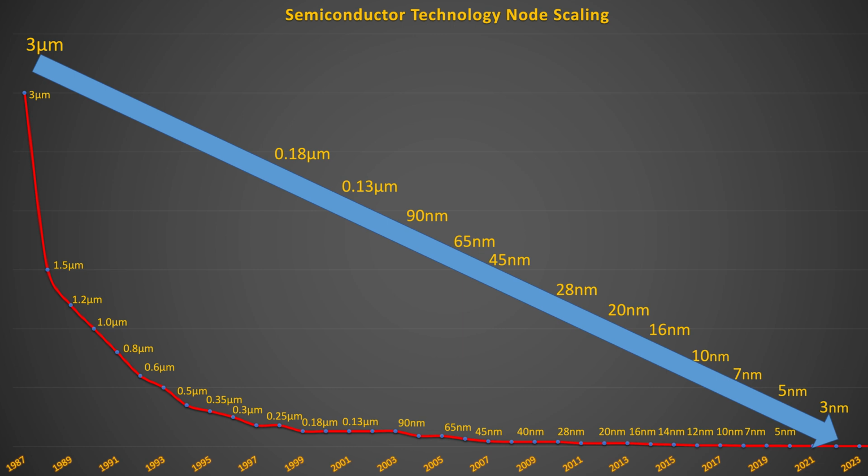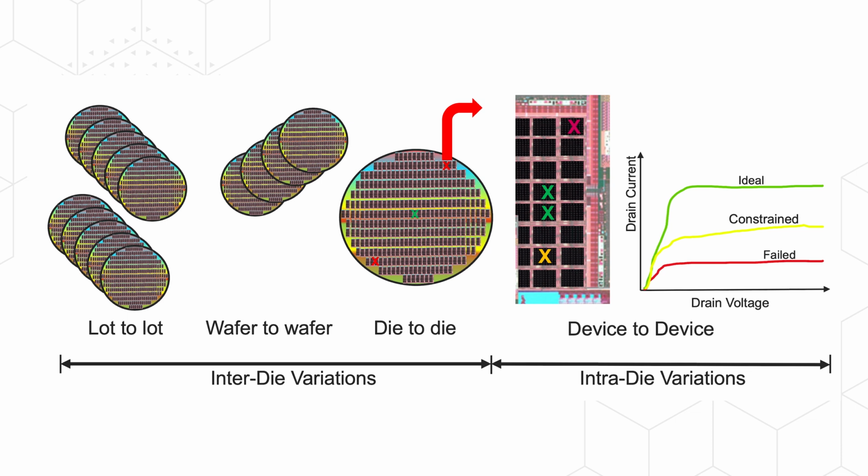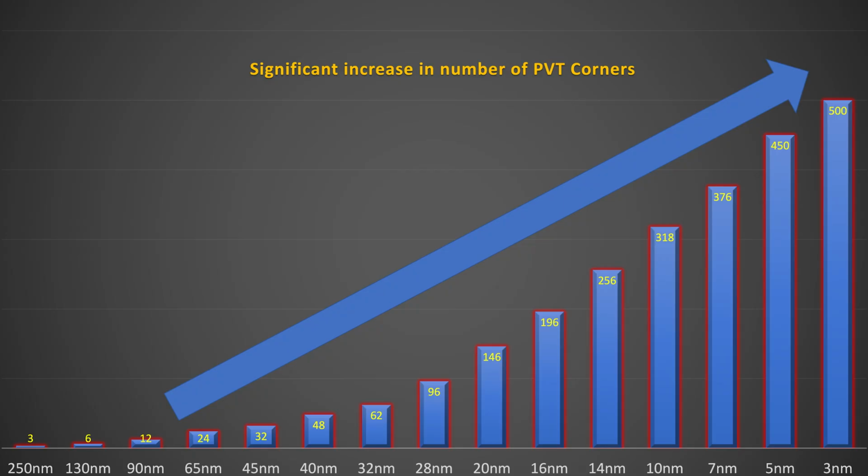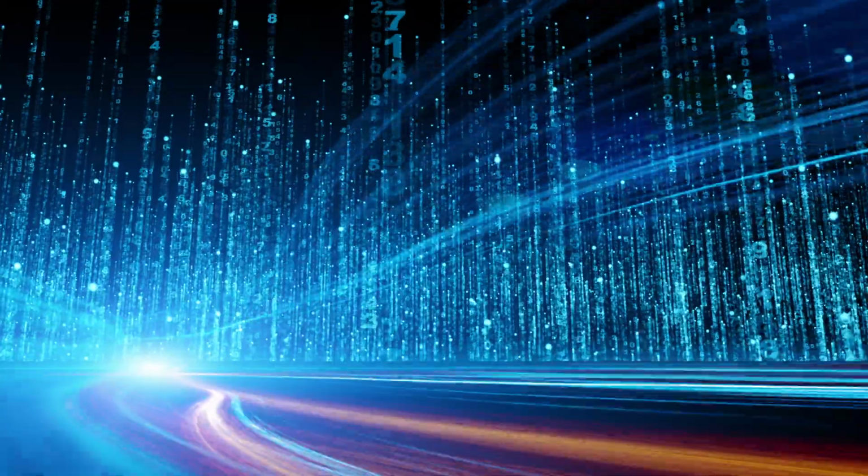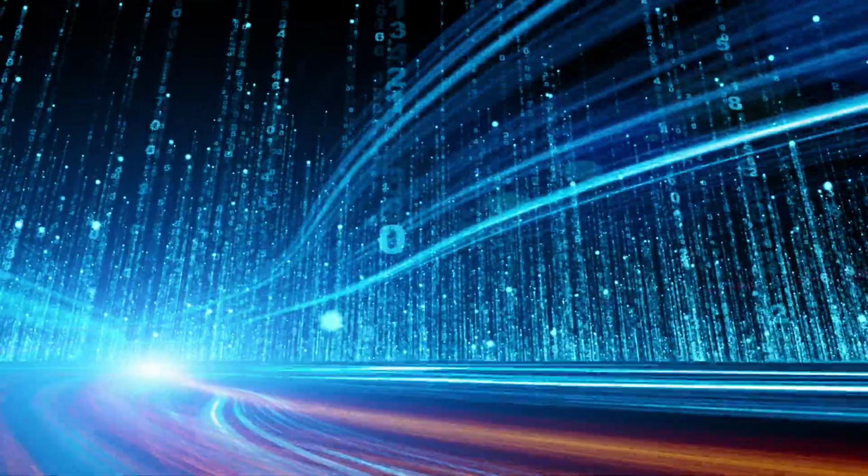First, operational characteristics of the transistor are getting more sensitive to variations in the manufacturing process, causing design failures. Second, significant increase in the number of PVT corners. And third, statistical variation analysis through millions of Monte Carlo simulations involving vast sample space and high dimensions.